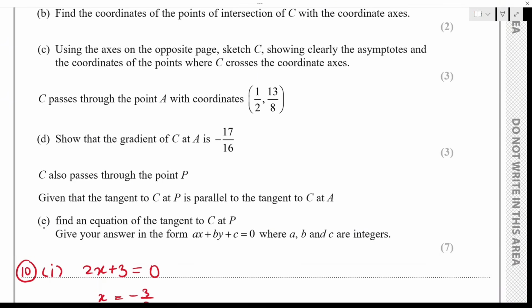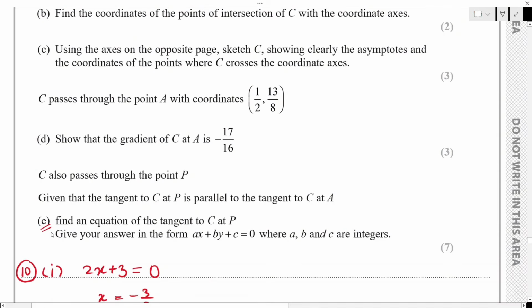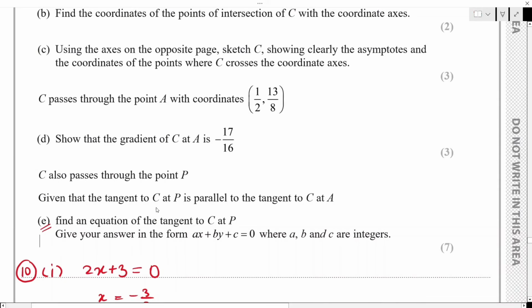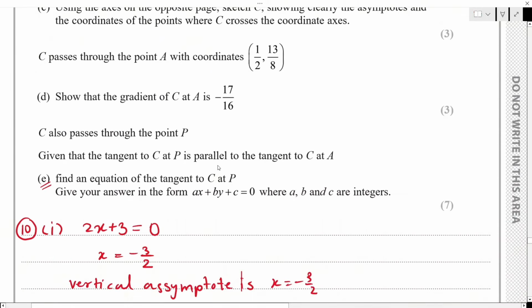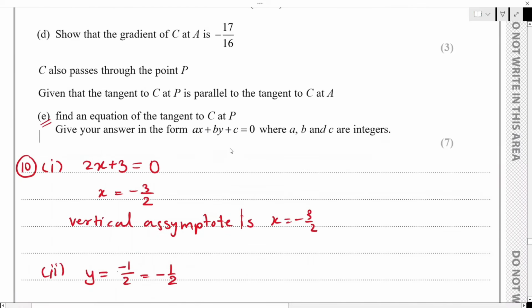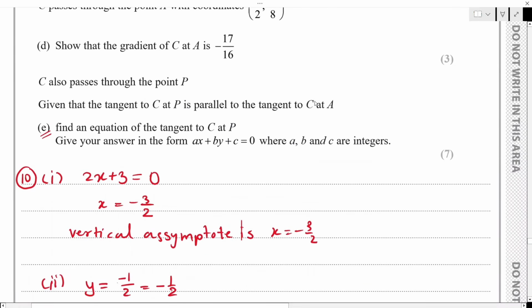In part E, our question is that we have to find the equation for the tangent at point P. In order to find the tangent at point P, we have to know the gradient of the tangent, and we also have to know a point on that tangent. We already know that the gradient of the tangent will be equal to the gradient of the tangent at point A. So as the tangent at point P and the tangent at point A have the same gradient, I can use the value of the gradient at point A to write out the gradient of the tangent at point P.